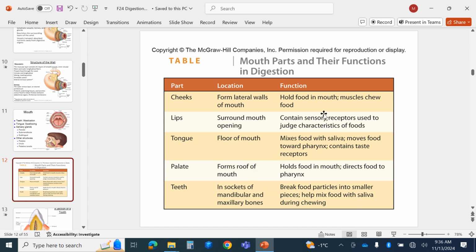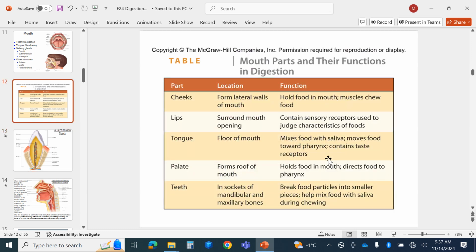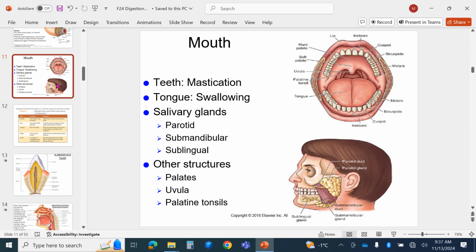You see the cheeks there hold the food in. The lips have a huge amount of sensory receptors, nerve endings, judging whether you like a particular food or not. The tongue has taste buds. The hard palate holds the food in the mouth and actually directs it back when you swallow. The teeth break food apart into smaller pieces and help mix the food with saliva during chewing, because the saliva, as we said, is involved in the digestion process right off the bat.